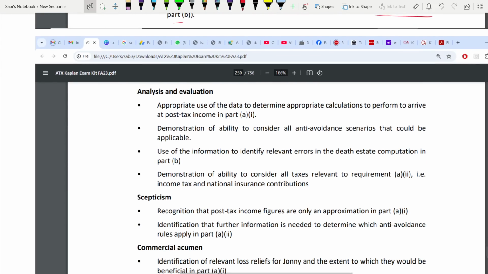Next, analysis. You're using various data to arrive at post-tax income. You are using the data to consider the anti-avoidance scenario. You are using the data to identify the relevant error in the death estate. And you are considering all taxes: income tax and NIC, not just income tax, NIC also.